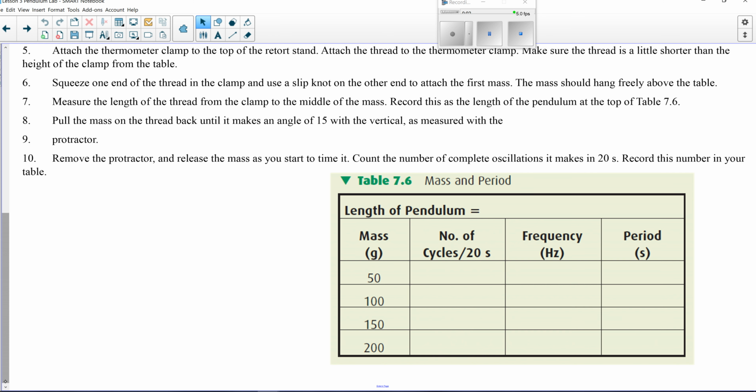Now, how accurate can I be if I'm counting cycles? Okay, so I've got this apparatus. This is the same apparatus that you guys are going to use. Okay, sorry, not everybody will be able to see it. But, okay, so this is the same apparatus that you're going to use. Okay, you're going to have a string, a protractor, a retort stand, and a ring clamp. Okay, and you're going to have a mass.